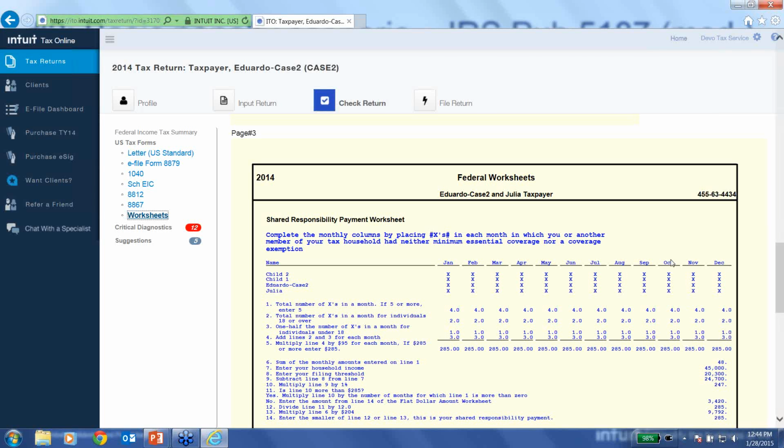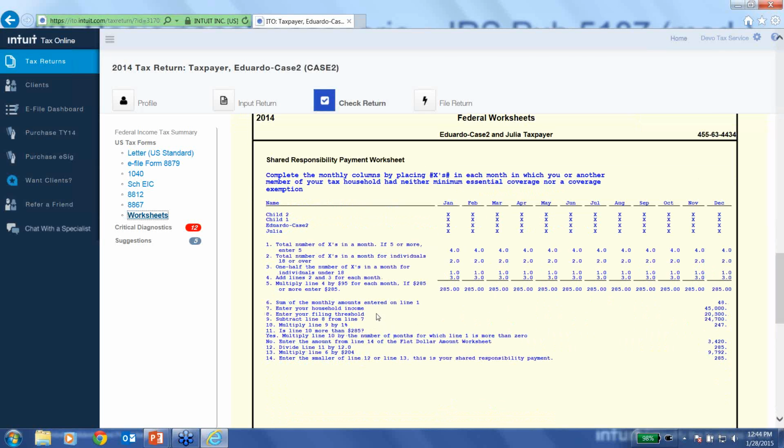Line 5, we're going to multiply that number by 95. 95 times the 3, we get to 285. That's underneath or right at the 285, which is the flat amount cap for each month. Okay, line 6. We're going to skip over that because that comes in later on.